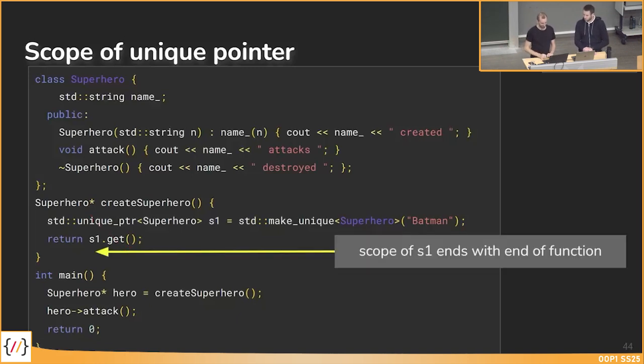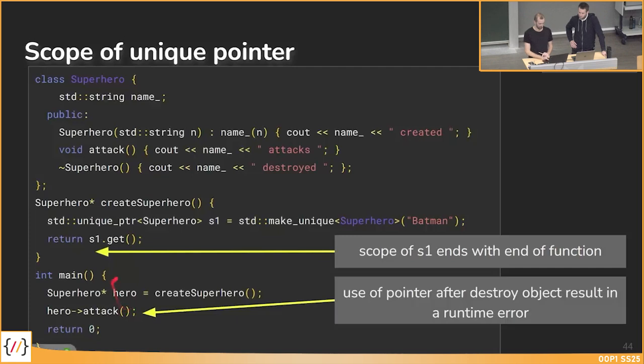But s1 ends here, so as soon as this create superhero function is over, also the s1 scope ends, which means it actually deletes our superhero. So we have here now a pointer to a destroyed object because the object is already destroyed. That's unlucky. We don't want that.